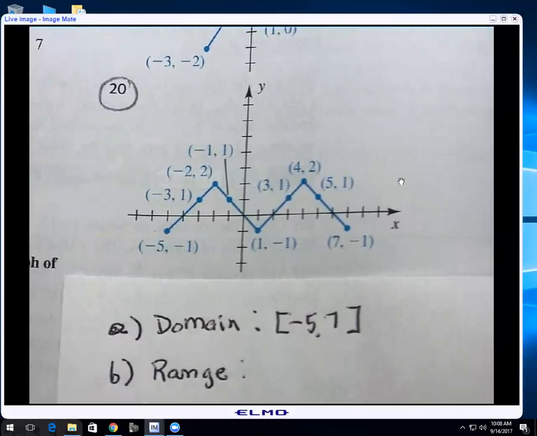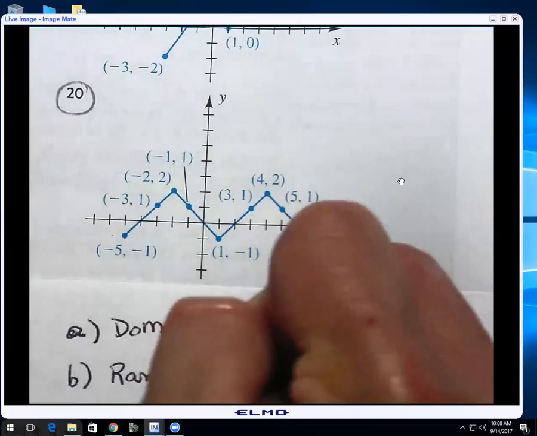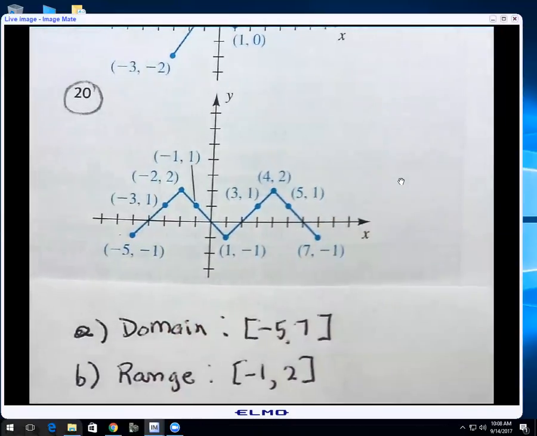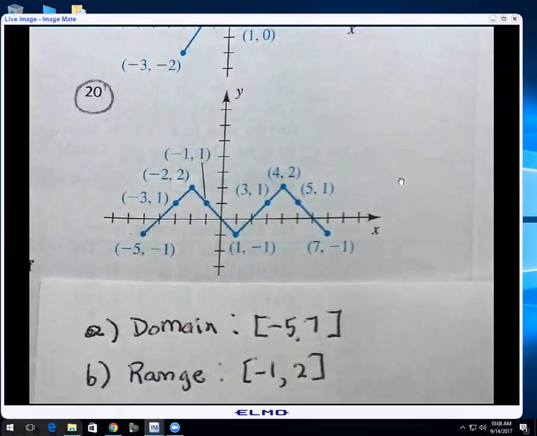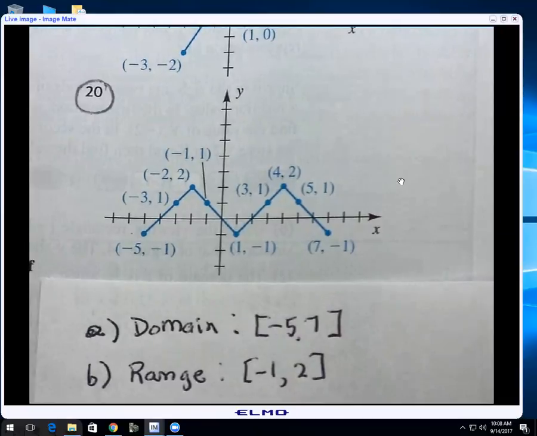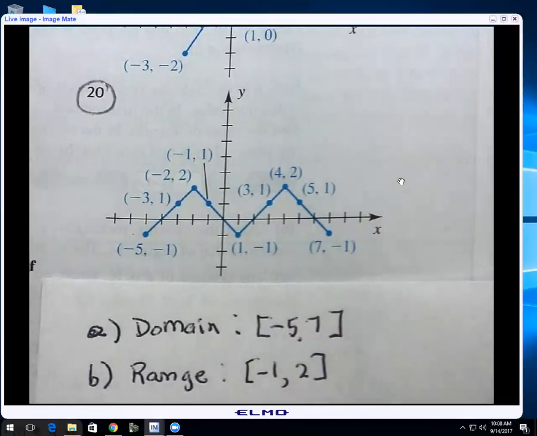-1's the lowest y value. +2's the highest y value. Does the graph hit all the y values in between? Yeah. So it's -1 to 2, including both of those endpoints because the graph actually hits a y value of -1 and a y value of +2.